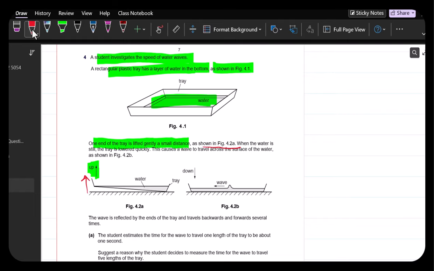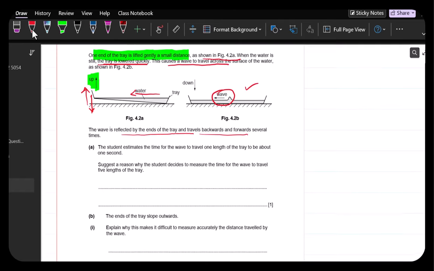When the water is still, the tray is lowered quickly. This causes a wave to travel across the surface of the water. This means when the tray is lowered from this end, the wave is going to move from here. You can see figure 4.2b. The wave is reflected by the ends of the tray and travels backwards and forwards several times.